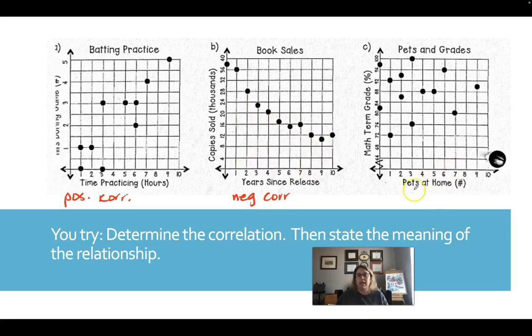And then finally, this is a no correlation, and it's comparing the number of pets you have at home versus your math grade. Having more pets or less pets has no effect on your grades.